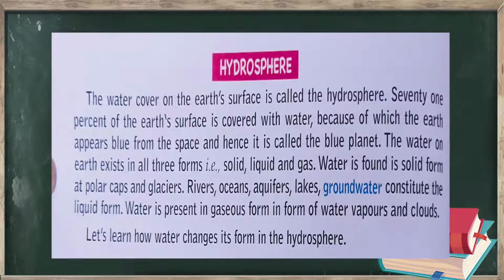Water is found in solid form at polar caps and glaciers. Rivers, oceans, aquifers, lakes and groundwater constitute the liquid form. Water is present in gaseous form as water vapor and clouds. Now let us learn how water changes its form in the hydrosphere.